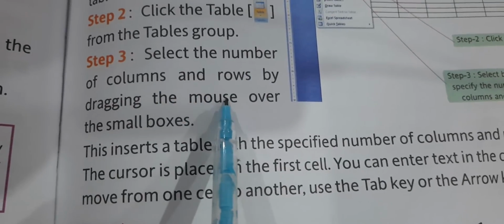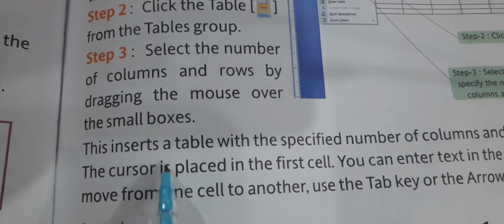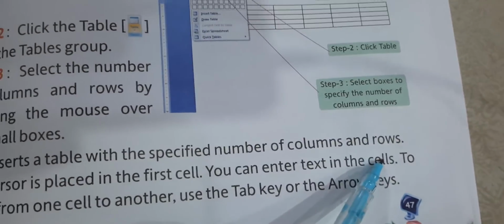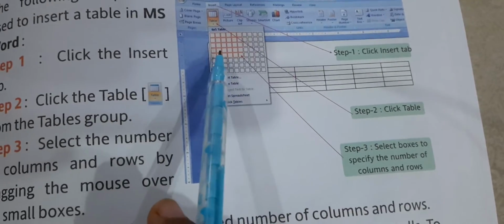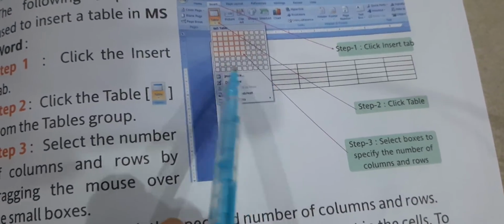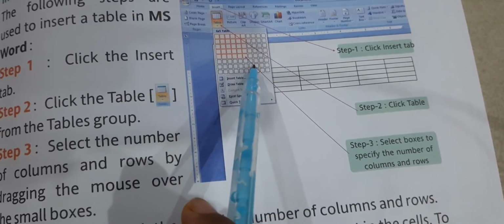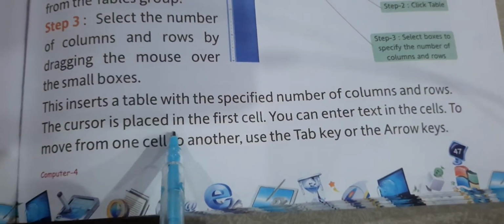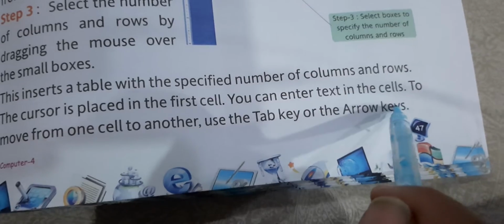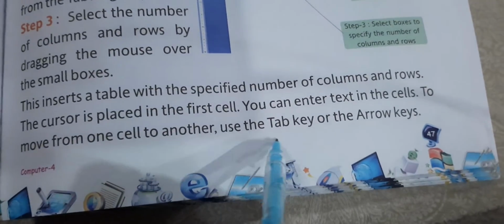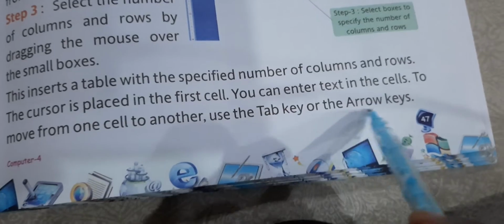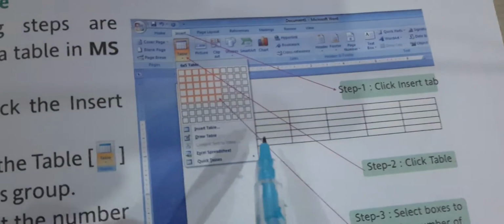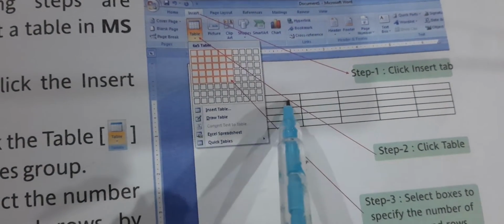Select the number of columns and rows by dragging the mouse over the small boxes. This inserts a table with the specified number of columns and rows. So if we want 4 by 4 or 5 by 4 or 6 by 4, we will select here and it will be inserted. The cursor is placed in the first cell. You can enter text in the cells. To move from one cell to another, use the tab key or the arrow keys. Underline this also. The cursor will be placed in the first cell of this table.